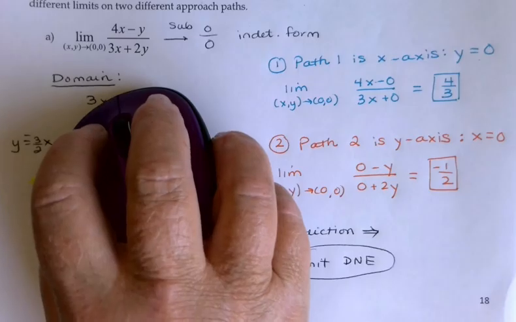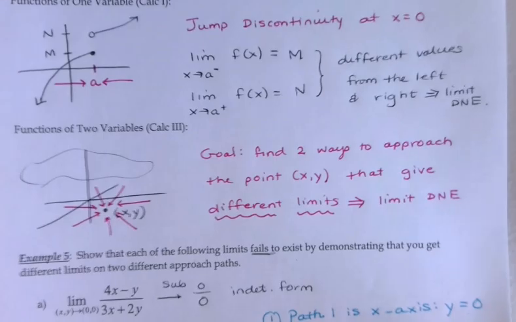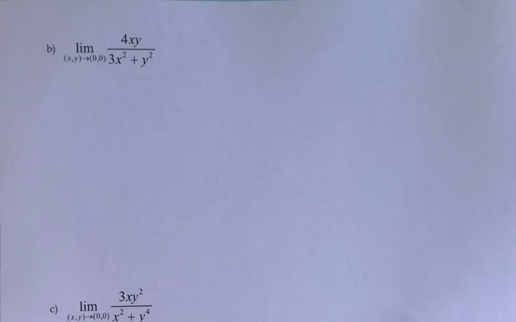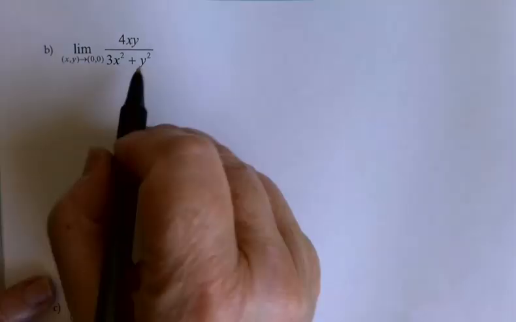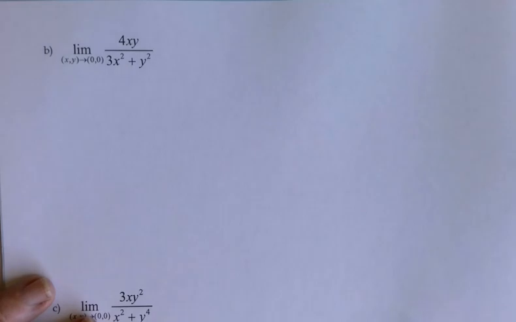All right. We won't necessarily look at a graph for every single one of them, but let's look at a couple more of these because it does take a little bit of an art to choose the paths well. So in part B, I'm on page 19 now. Part B, I've got the limit of this function as xy goes to 0, 0.